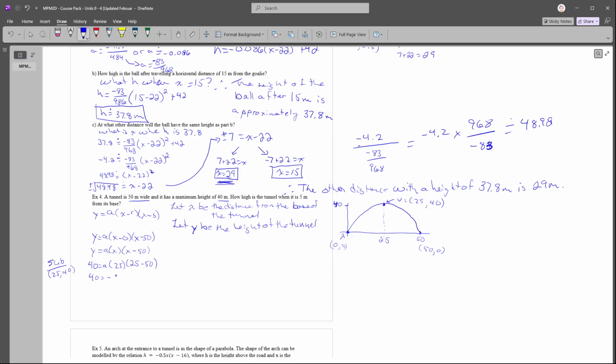So it's negative 625a. Now we're going to bring that negative 625 to the other side, and what we end up with is not the best thing in the world. We're going to end up with a is equal to negative 40 over 625. We can reduce that to negative 8 over 125, or we can say a is approximately negative 0.064.